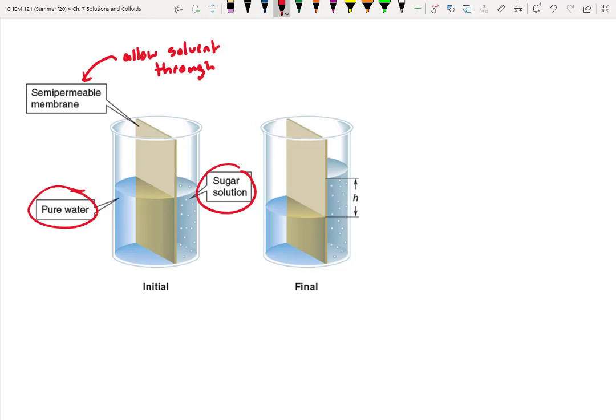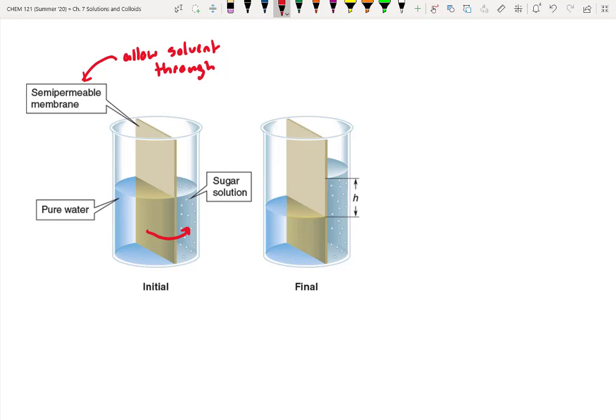So then the question is, well, what would happen? Well, things want to be in equilibrium, right? So it's going to try, or at least attempt, to make the concentrations on one side of the beaker the same as the other side. So what will happen is the water from the pure side will sneak through that semi-permeable membrane and lower the concentration of the sugar solution on the opposite side.